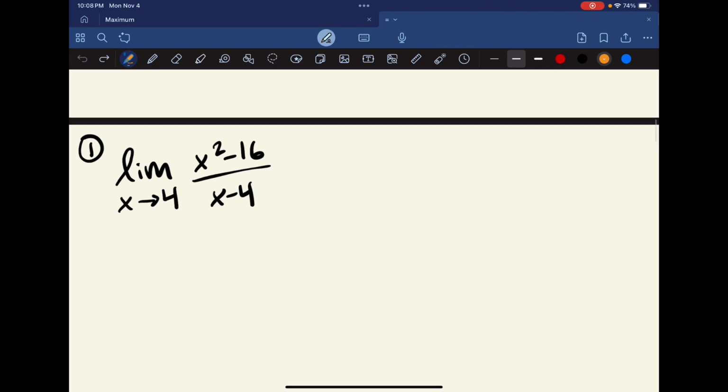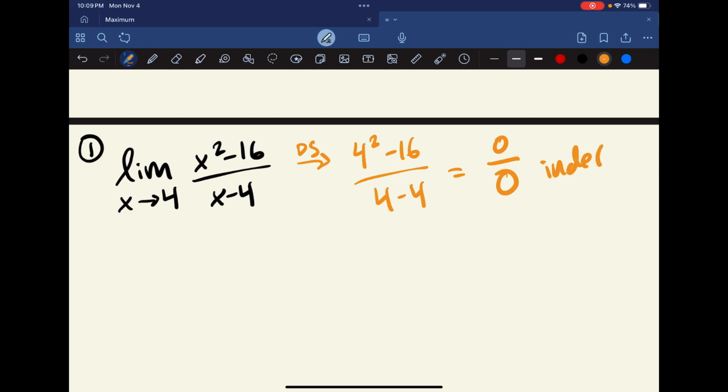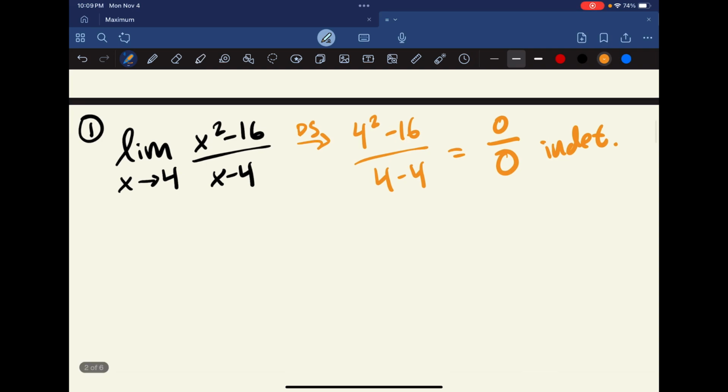So with limit problems, you always want to try direct substitution first. If we do that here, then we just get 4 squared minus 16 over 4 minus 4, which is 16 minus 16, which is 0, divided by 4 minus 4, which is 0. So we get 0 over 0, which is an indeterminate form. You always need to try direct substitution first. You'll get points off if you don't do direct substitution first.